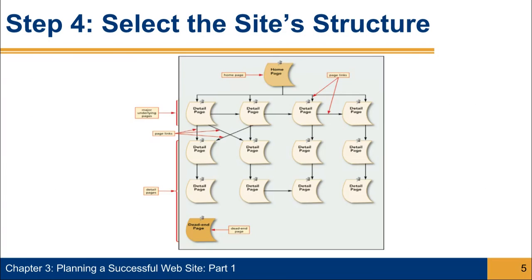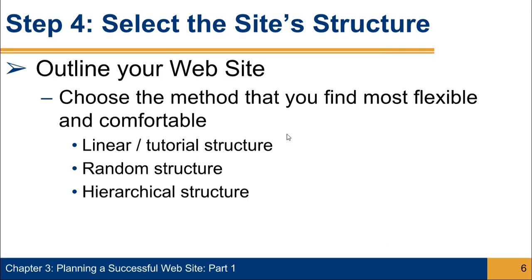An example of a storyboard is here on your screen, and you can see it starts with the home page, and then you have 4 detail pages that come off of that. And the first detail page can then lead you to 3 other detail pages. And then you see in this storyboard that they detect 1 dead end page. So watch the major underlying pages and then the page links within those, and make sure that the structure of your site makes sense. To do this, start with outlining your website.